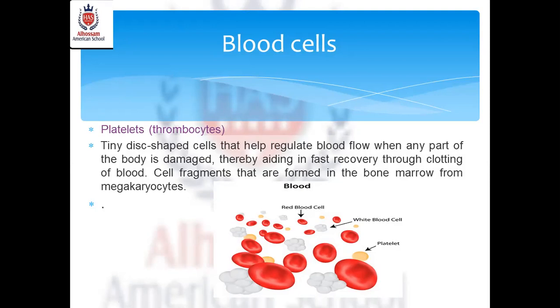Actually, they are very tiny disc-shaped cells that regulate the blood flow when any part of the body is damaged. So they aid fast recovery of a damaged blood vessel through a process called clotting. They are also formed in the bone marrow from cells called megakaryocytes. But what I need you to know is how the platelets can form a blood clot, or do blood clotting.